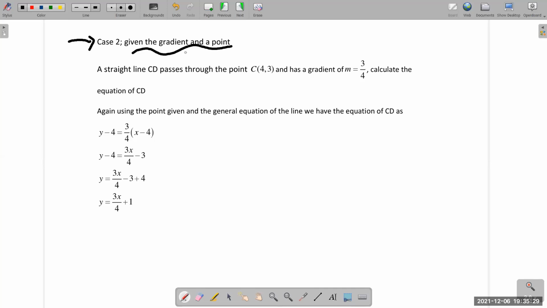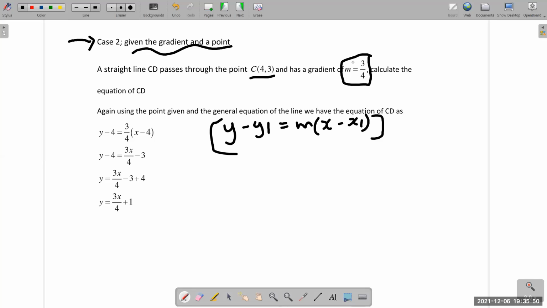So what do you realize here? Luckily for us, do we need to calculate M? We don't need to calculate M, and they give us the point. So all we had to do was what? Do the original equation, which is y minus y1 is equal to m times x minus x1.